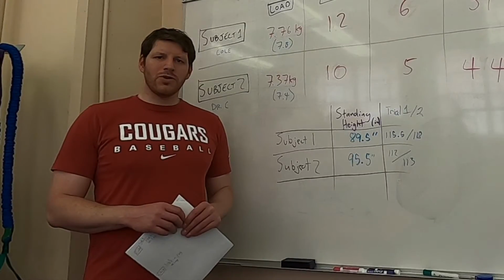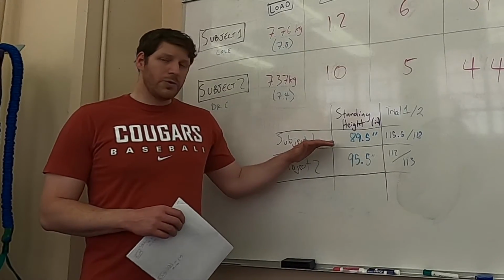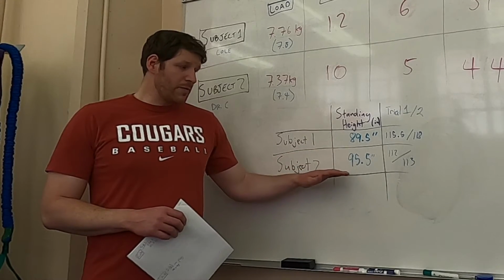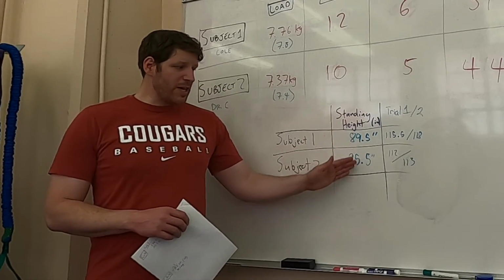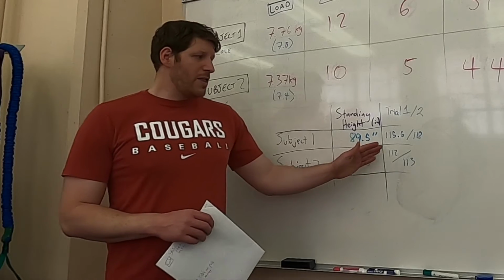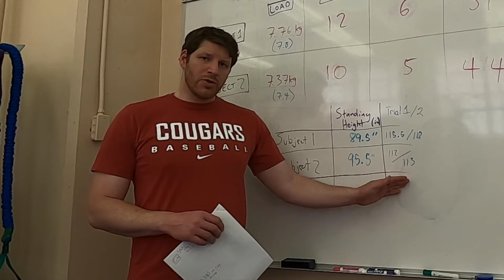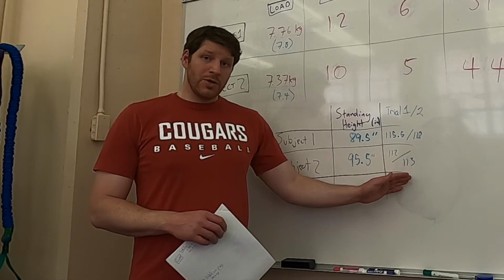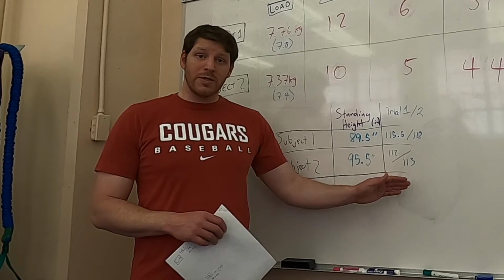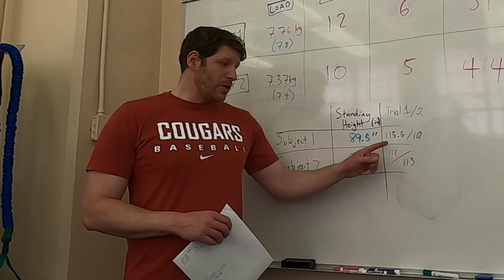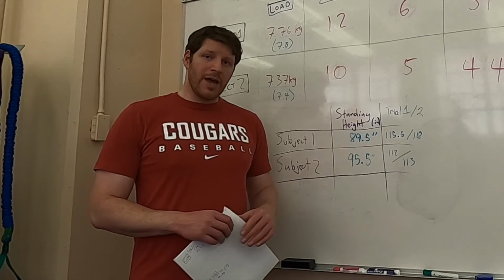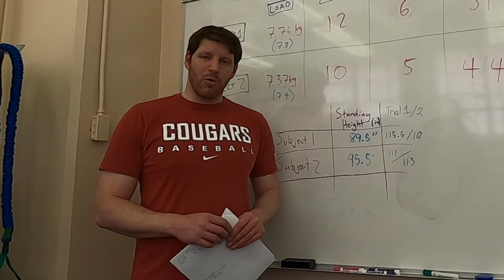So after doing the vertical jump test for both Cole, who's subject 1, and myself, subject 2, we have our standing height as listed here, and then we have our trial 1 and trial 2 jump heights here. To determine what the vertical jump height then was, the vertical height, then you would take the difference between that and that as indicated in your lab report document.